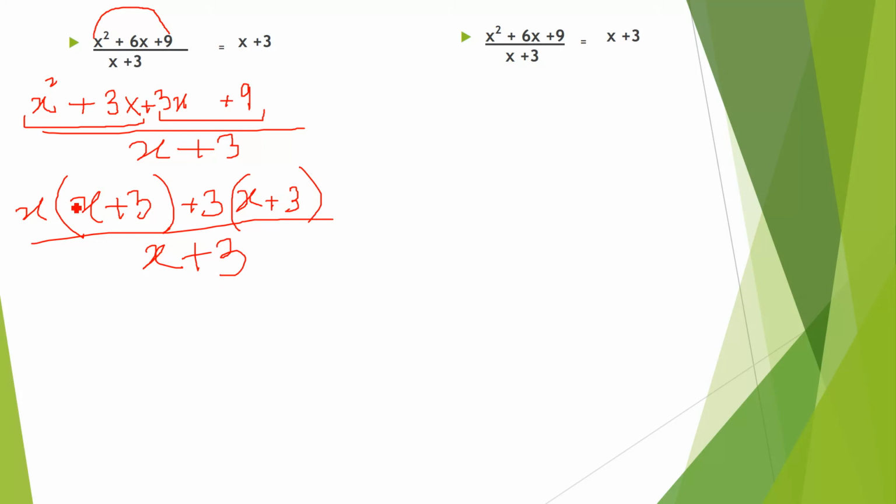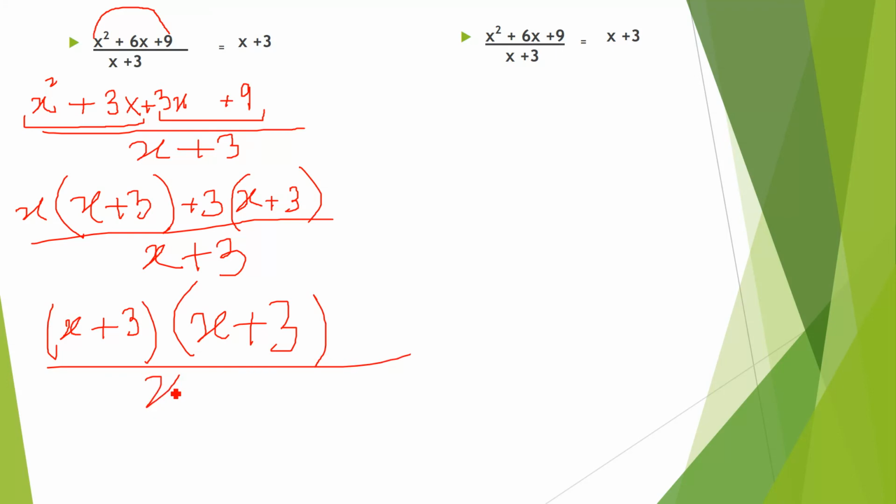What is the next step? See, x plus 3 from both parentheses, you have to take only one time common. And then what is remaining? x is remaining here, plus 3 is remaining here. So x plus 3. And do not forget that you have x plus 3 in the denominator as well. So x plus 3 will cancel out, only x plus 3 is here. And this is the requirement of the question. You have to prove that the left hand side is equal to the right hand side. We proved it with the help of factorization.